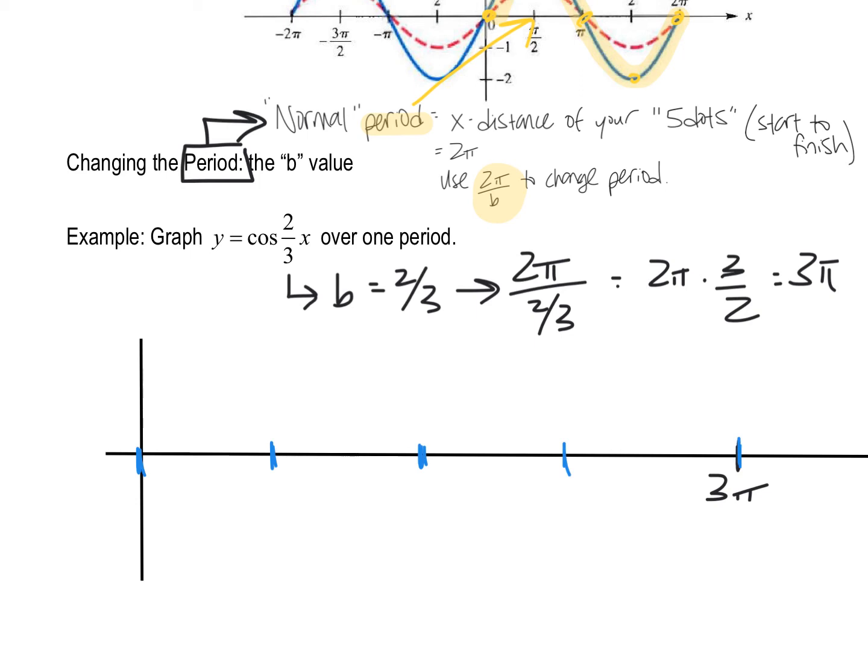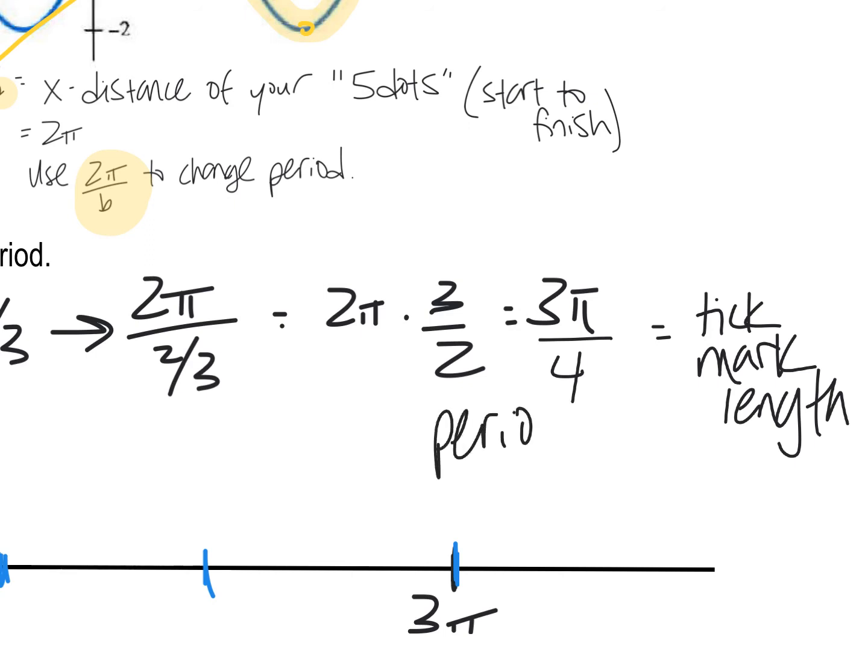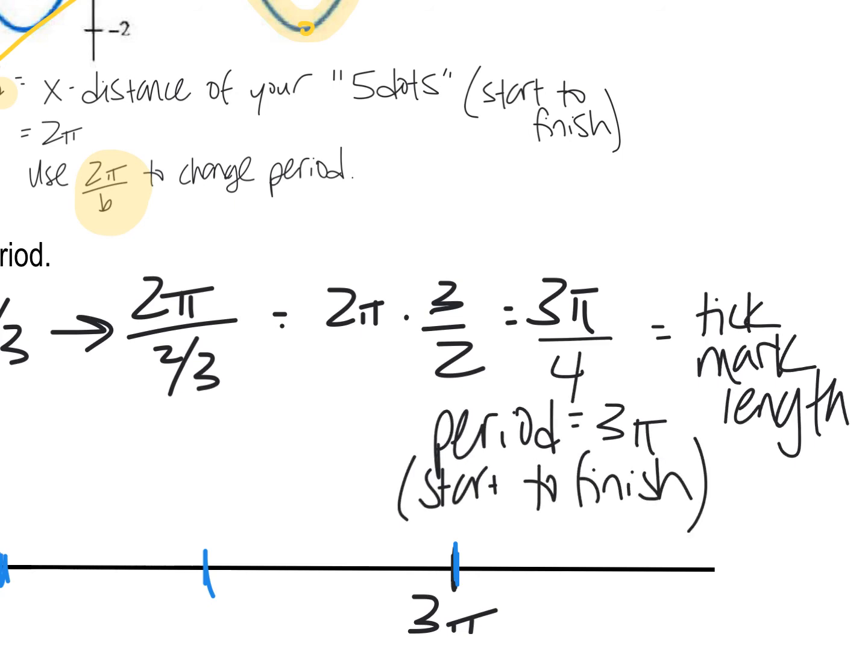How do I figure out how to label all the other ones? Well, my distance from here to here is 3 pi, and there happen to be 1, 2, 3, 4 gaps there. So I'm going to take 3 pi divided by 4 equals my tick mark length. So remember, the period was 3 pi, and that means from start to finish. But my tick mark length is 3 pi over 4.